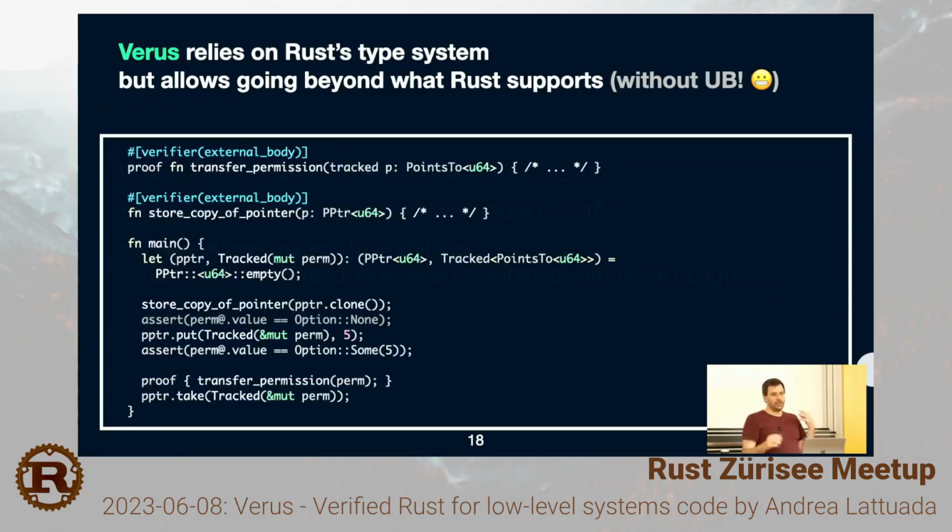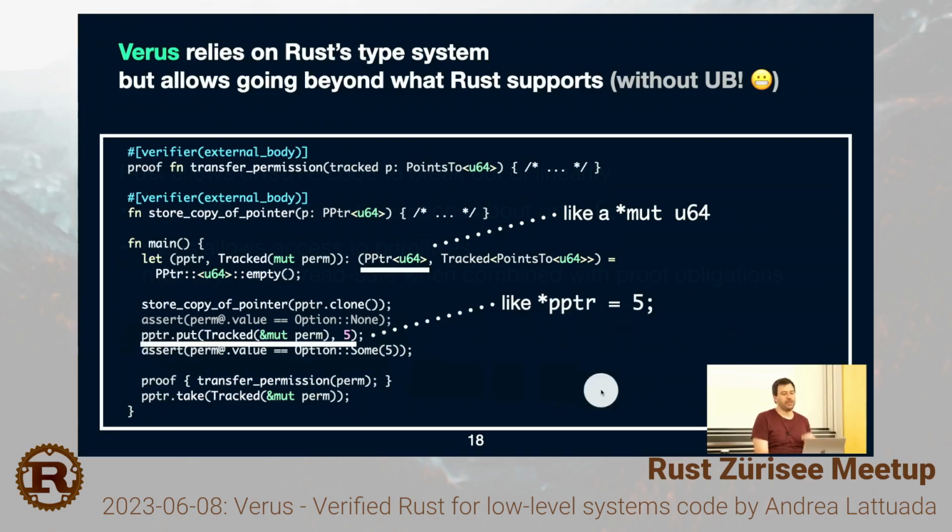And here's an example. This is a bit involved, so I'm just going to try and go over the concepts. What's happening here is we have a transfer permission function, which is just saying this is some ghost state that we use to describe the program that we're going to transfer away. Store copy of pointer just stores a copy of the pointer we pass it to. So think of PPTR as just a star-mut u64, but our version that's conditionally safe.